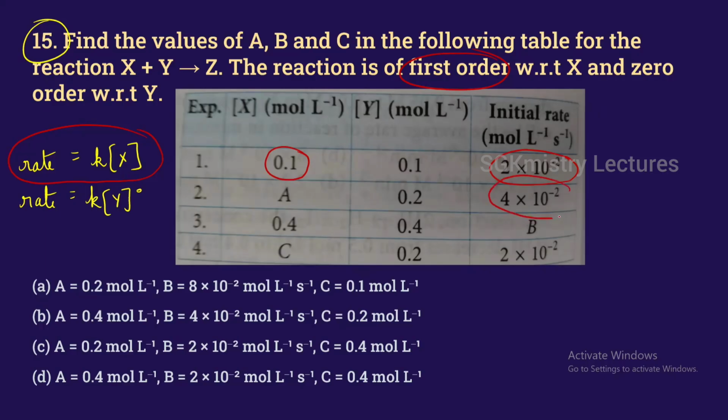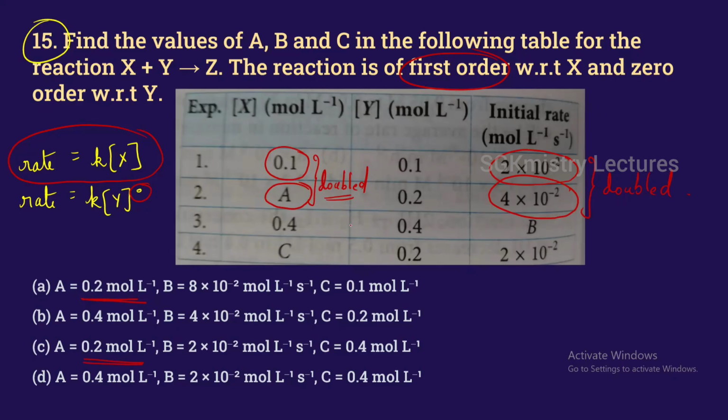Now here the rate has increased. It has become double. So of course, this also has to be double because the rate is first order with respect to X. Whereas with respect to Y, it is zero order. That means the rate is independent of the concentration of Y. So since the rate has doubled here, even the concentration here has to be doubled. So X will be double of 0.1, that is 0.1 into 2. So it should be 0.2. So we have only two options with 0.2.